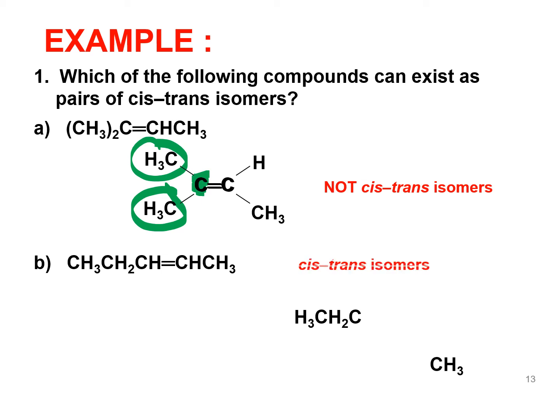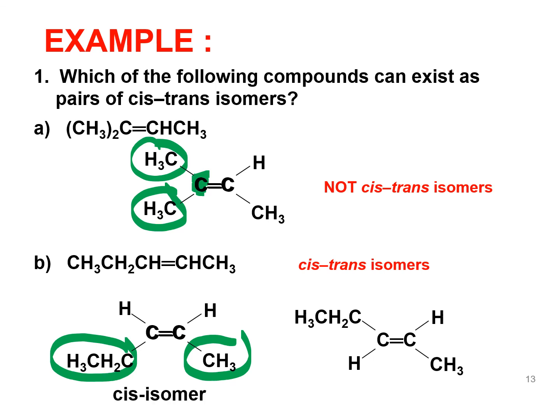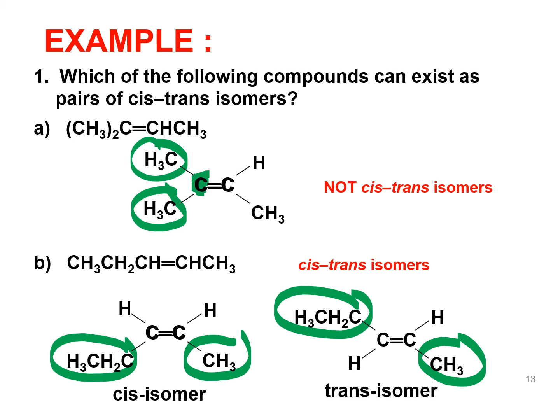For part E, we get this structure. And the first isomer pair is called cis-isomer because the two substituents are on the same side. Whereas for this isomeric pair, it is on the opposite side, so it is trans isomer.